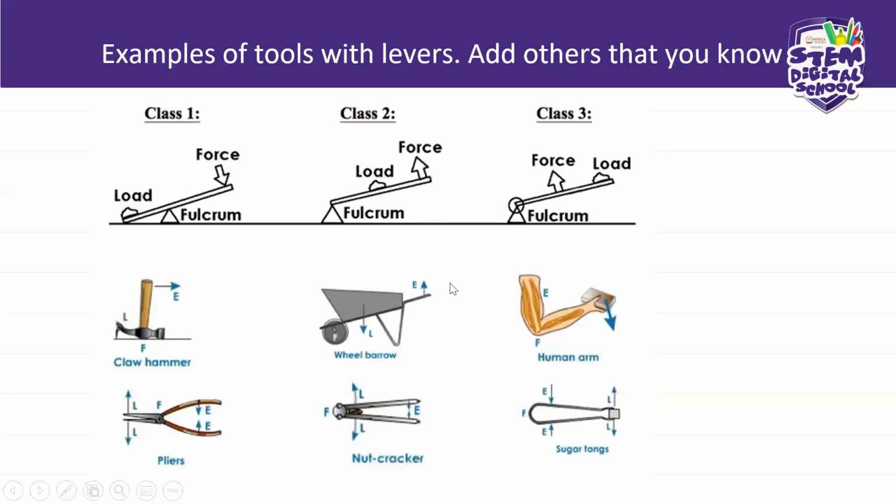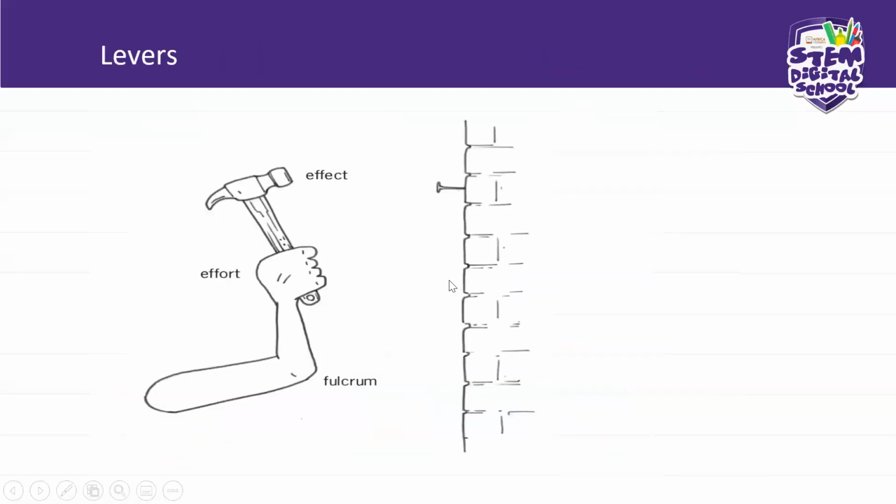Let me just clarify this arm thing. There's our arm. Right. Let's look at the relationship between load, effort, and fulcrum. Now, this is a good illustration, much better than the one in that slide. Now, where it says effect, that's our load. Okay, grade 8, where it says effect, that's your load. Now, let's see. You have your fulcrum on your elbow.